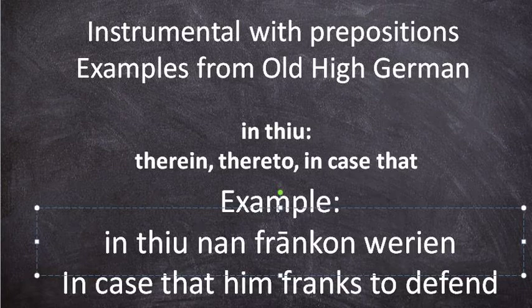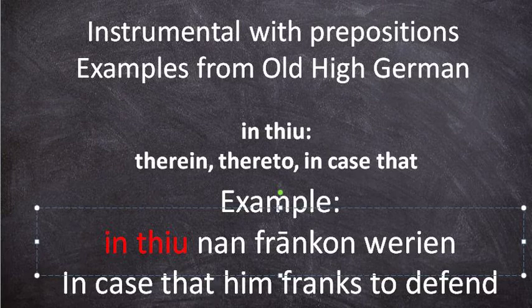So "in view nan Frankon werien." So in case that him Franks to defend. To translate this a little easier to understand would be: in case that Franks to defend him. Because this is in the accusative, right? So in this context "in view" is used to mean in case that. So let's put that in red.